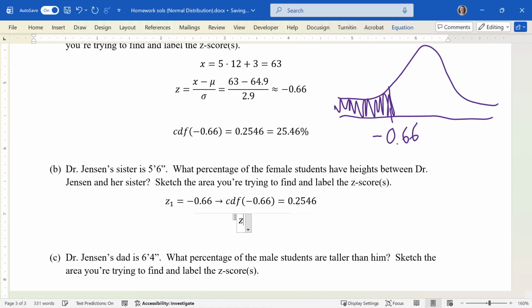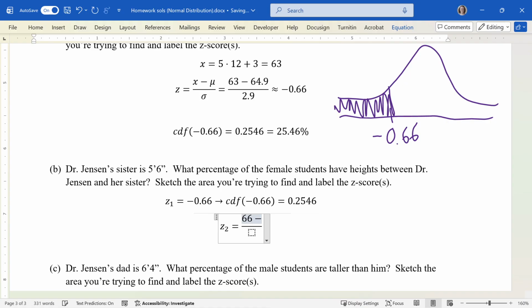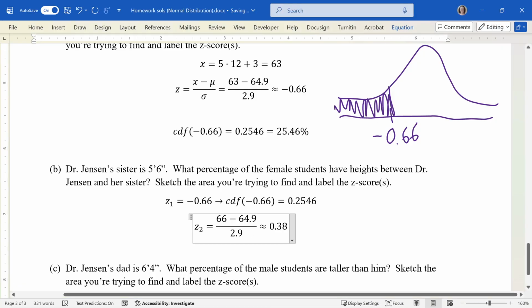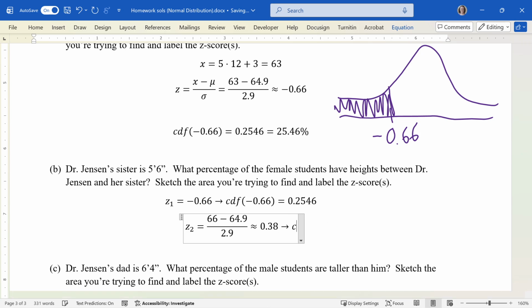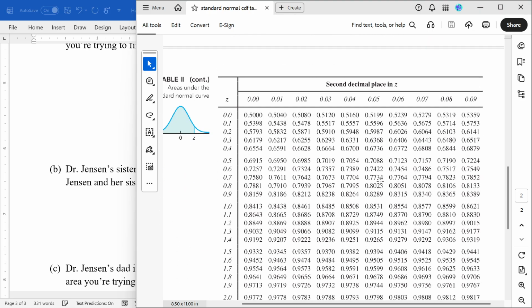So for my z2 then, I'm going to use my sister's height. So let's see, 5'6" should be 66 minus the mean of 64.9. So she's got a positive z-score. I can already see that. Divide by the standard deviation. Okay, so her z-score is 0.38. And then I'm going to go ahead and look up the CDF or the table area for that. Okay, 0.38.